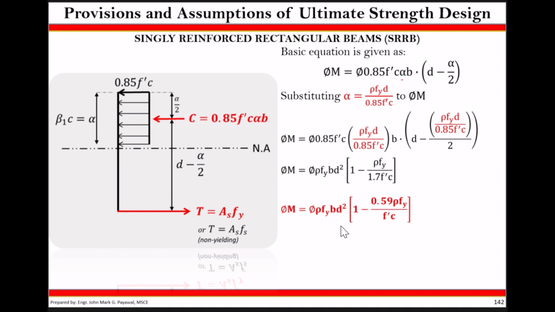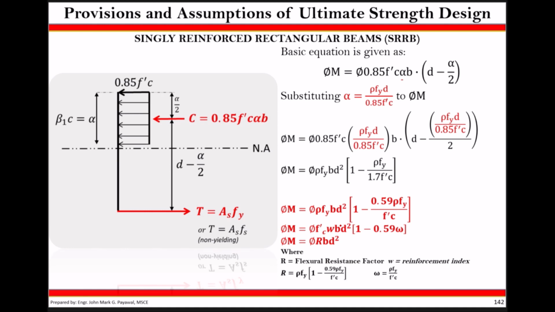So there are also instances wherein further derived equations are expressed in omega. So it could be phi Fc prime omega BD squared multiplied by 1 minus 0.59 omega, or R BD squared times your phi. Tandaan natin na ano ba yung ating flexural resistance, which is R, and yung ating reinforcement index omega. This is how we can solve for this. Para makita nyo lang kung bakit naging ganun yung mga derived equations natin.